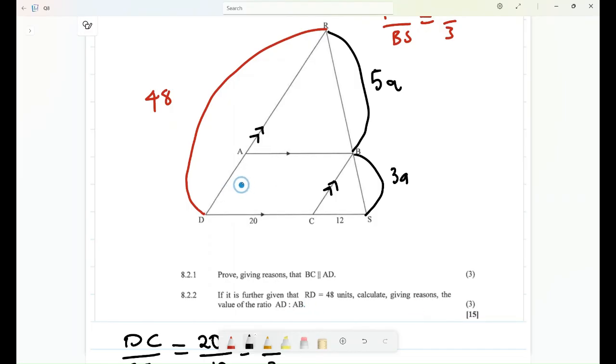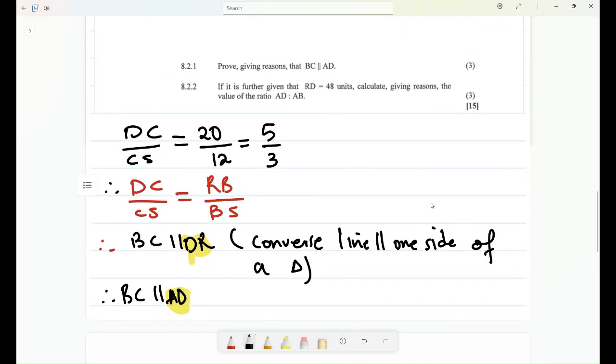AD and AB. Now AB, if I look at this one, this is just a parallelogram, and a parallelogram has nice properties. That says to us opposite angles are equal. Similarly, opposite sides are equal. So this is going to be 20. That is 20. We now know AB is equal to 20. We have to add that AB is equal to 20.